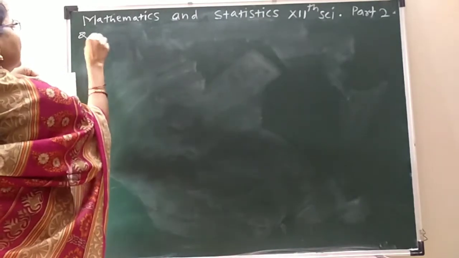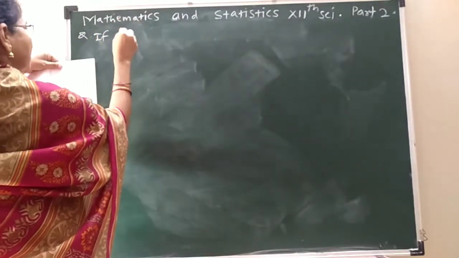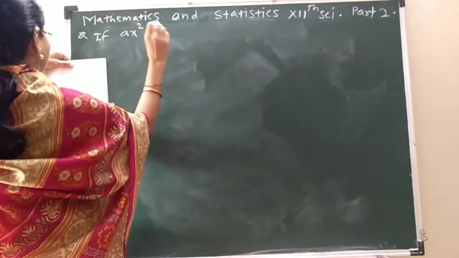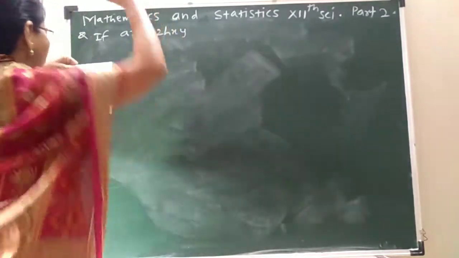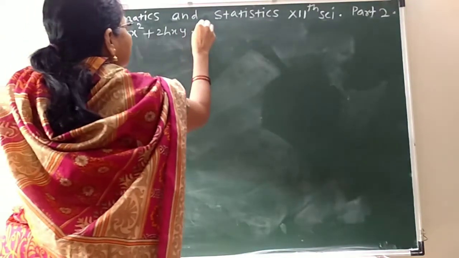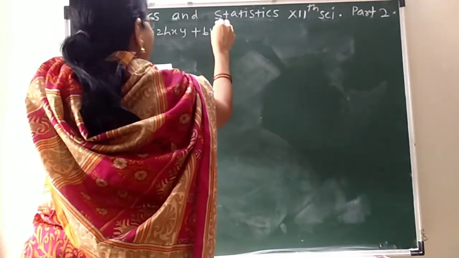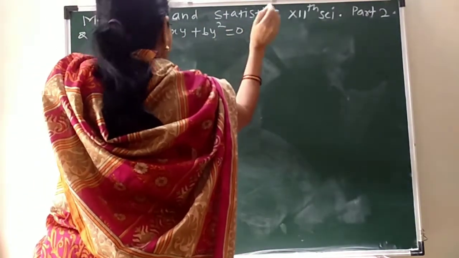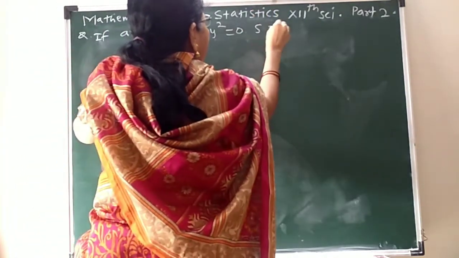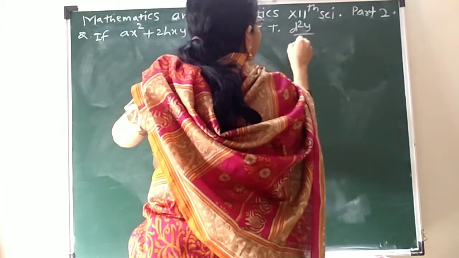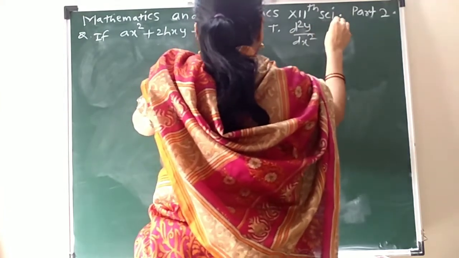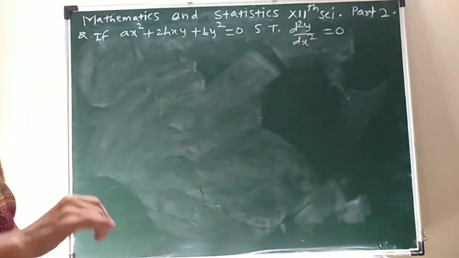If ax square plus 2hxy plus by square is equal to 0, show that d2y by dx square is equal to 0. This is a very important question.